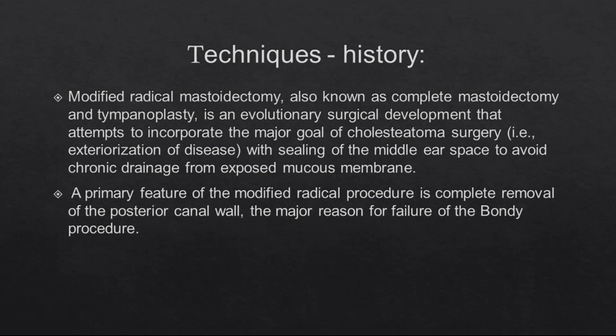Okay, anyway, we'll again repeat it. So, modified radical mastoidectomy is also known as complete mastoidectomy and tympanoplasty. It is an evolutionary surgical development that attempts to incorporate the major goal of cholesteatoma surgery, that is exteriorization of disease with sealing of the middle ear space to avoid chronic drainage from exposed mucous membrane. A primary feature of the modified radical procedure is complete removal of the posterior canal wall, the major reason for failure of the Bondy procedure.